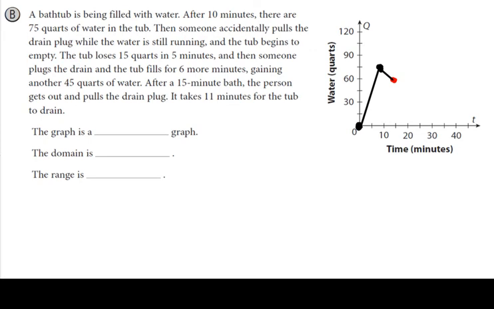Then someone plugs the drain and the tub fills for 6 more minutes. So 6 more minutes. So 15 to 21. So I'm going to put a 21 there. And it fills up, so it's going to get higher. And it gains another 45 quarts. So 45 quarts. 90, 45 would be right there. So we're at 105 quarts.